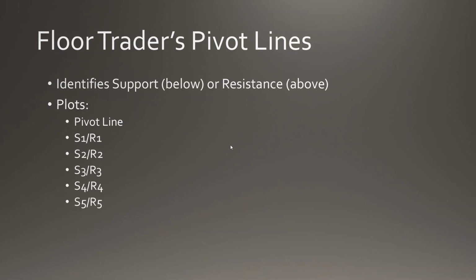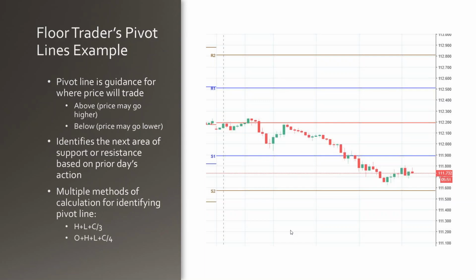Now, on the floor trader pivot lines, typically you have a pivot line. Then you have what's considered S1, S2, S3, and then you would also have R1, R2, R3. S simply stands for support, R stands for resistance. Some of the pivot lines will actually plot seven different lines. Typically what is used would be three lines. So you would have S1, S2, S3, R1, R2, R3. In this example, you can see the red line is the pivot line, and then you have R1, R2 above, S1, S2 below.